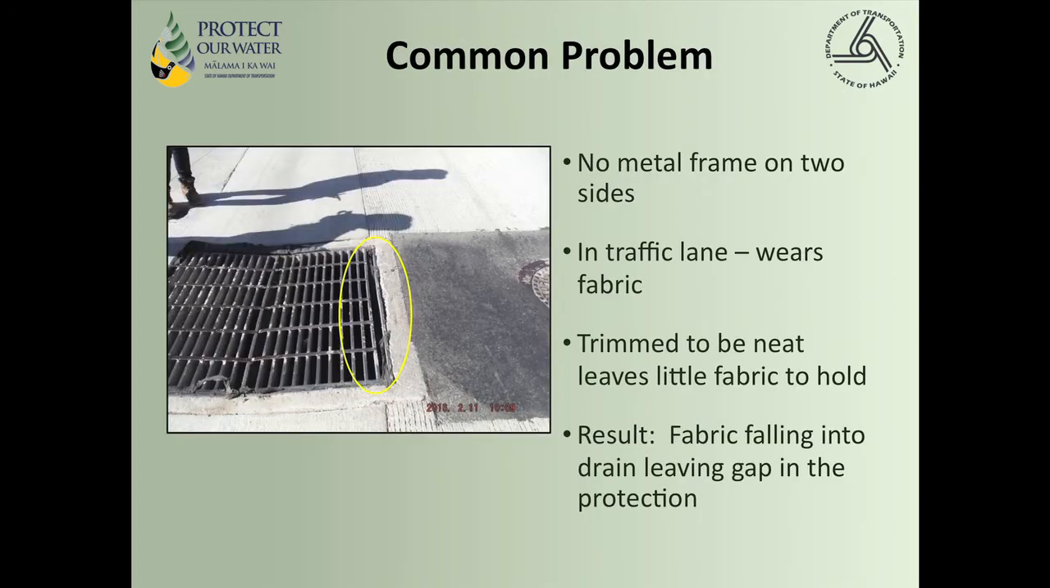Common problem with the GDIs that don't have the frame all the way around. The fabric drops down into the inlet because there's nothing to wedge it against the walls of the inlet. And then you end up with a gap in the protection. This is really a problem when inlets are in the traffic pattern because the traffic abrades the fabric.